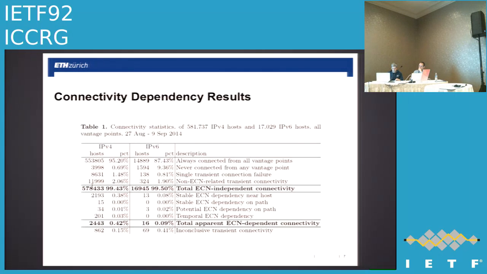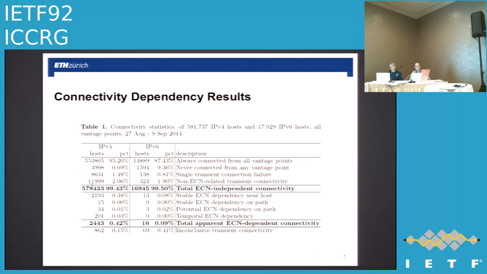And here we come to the wall of numbers. So the connectivity dependency results, the important number to take away here is that in 99.5% of the cases, we can definitively say that if you turn on ECN to those endpoints, by default, you will have no connectivity problems, no connectivity latency problems. It just works. Then we get into the corner cases. Down here we have stable ECN dependency near a host. This is a firewall rule or a broken firewall.